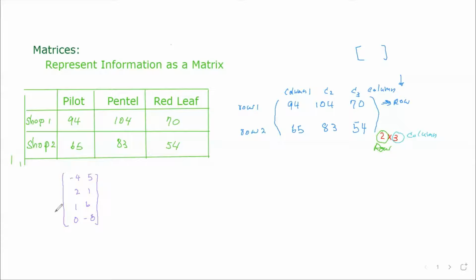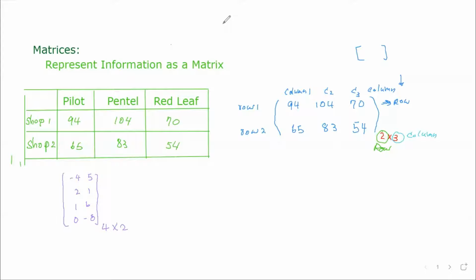First row, second row, third row, and fourth row. So we have four rows. And how many columns? 1 and 2. So we have 2 columns. So when we read the order, it's going to be 4 by 2.